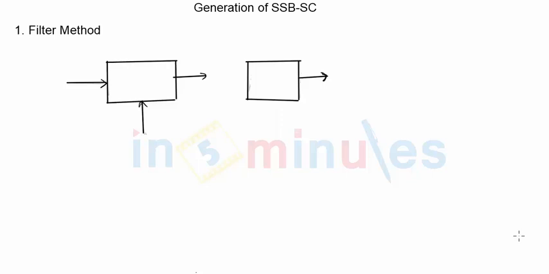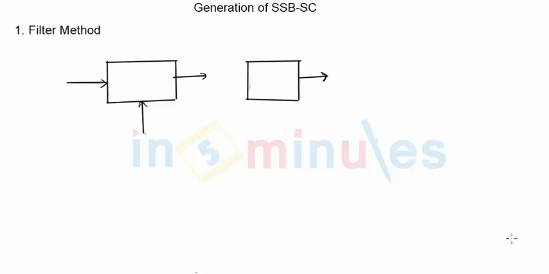Now, to further save half the bandwidth, because the information in both the sidebands is the same, we will suppress one of the two sidebands also along with the carrier, and hence this will give us a single sideband suppressed carrier signal. Now let us discuss various methods in which we can generate single sideband suppressed carrier.